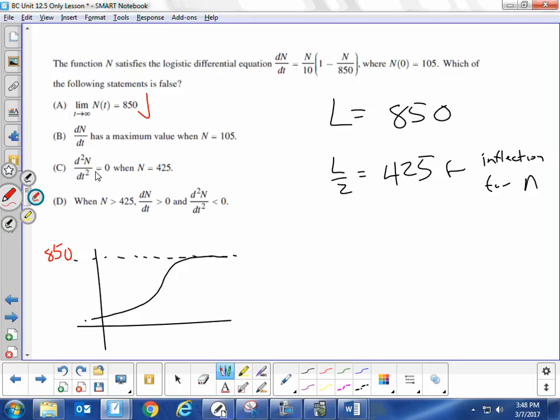Is the limit going to approach the carrying capacity, 850? Yeah, it is. We're good. Is the second derivative 0? Well, yeah, my inflection point's right there. We go from a second derivative that's positive to a second derivative that's negative. We go from concave up to concave down. So that's actually true. When we are greater than 425, what's 425? It's the midpoint right here. Is my first derivative positive? Yes. And the second derivative negative? Yes. Does dN/dt have a maximum value at this point? No. We increase at the maximum right here at this midpoint. So B is incorrect.